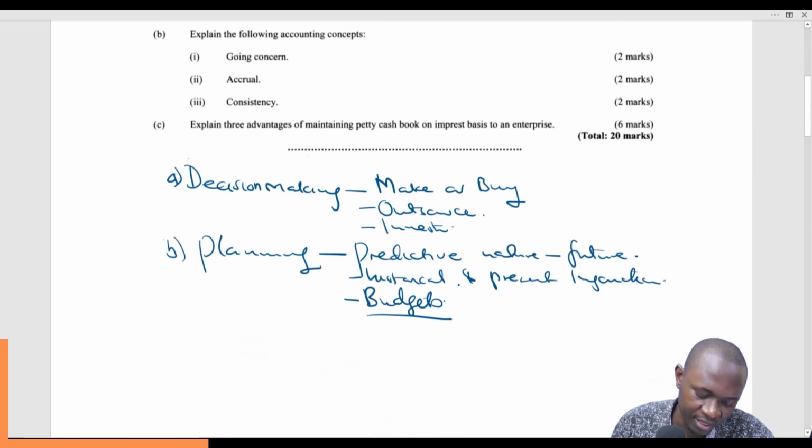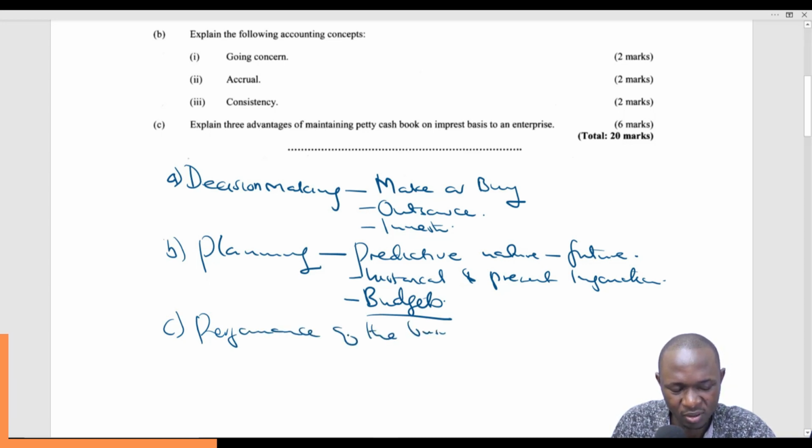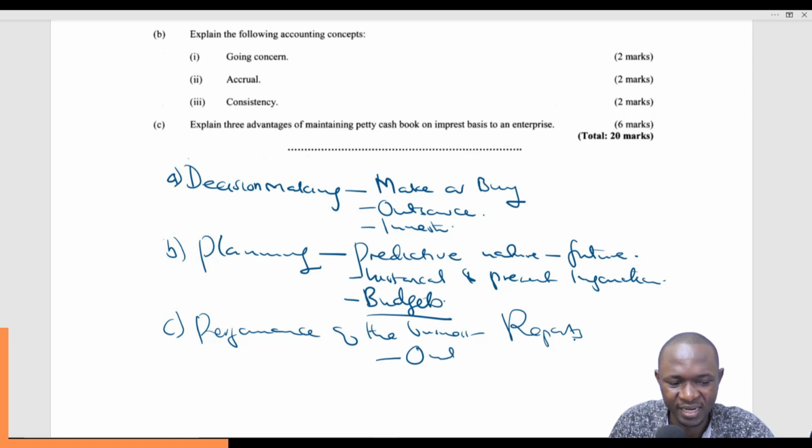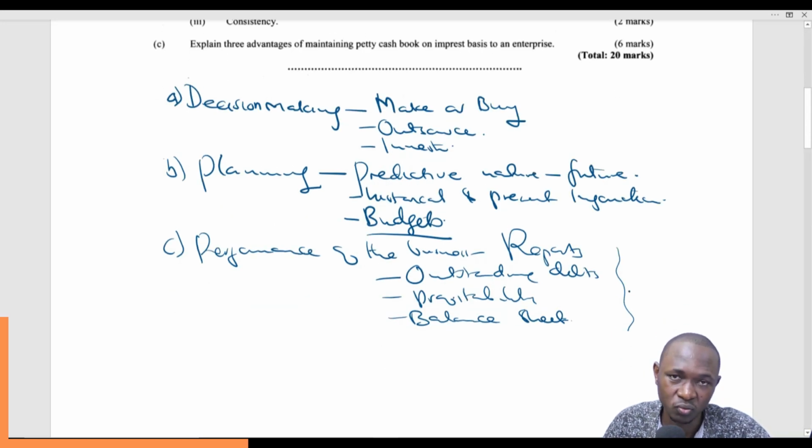Then we also talk of knowing the performance of the business, how the business is performing. And here we are talking about the reports. We normally have periodic reports on the outstanding debts, the outstanding bills. We have profitability. We have the balance sheet, which shows the position of the business at any given point in time. All these are financial accounting information, and so they help us to gauge the performance.